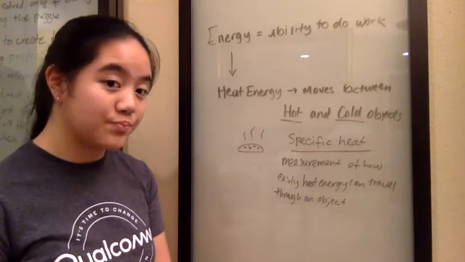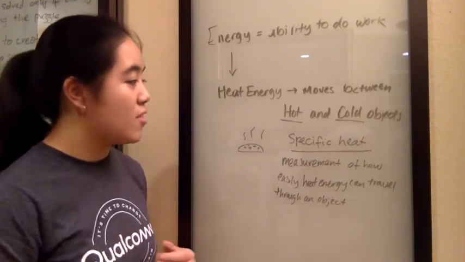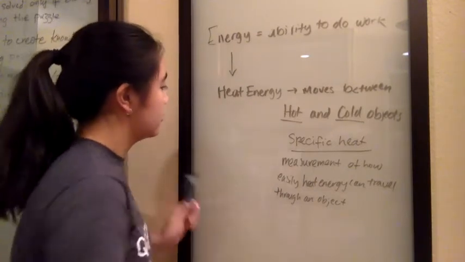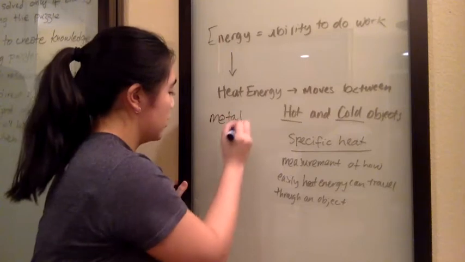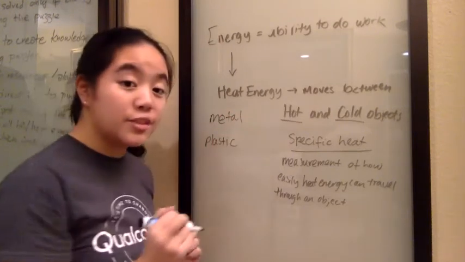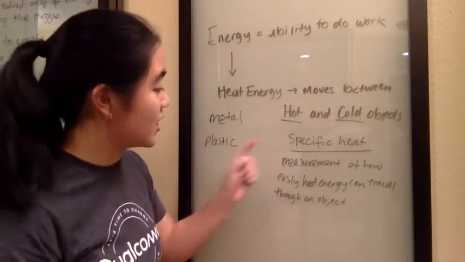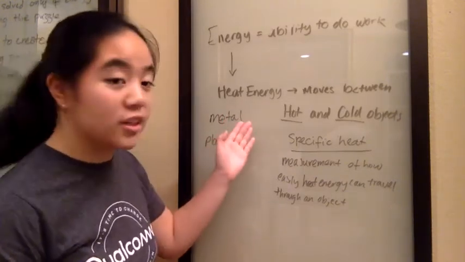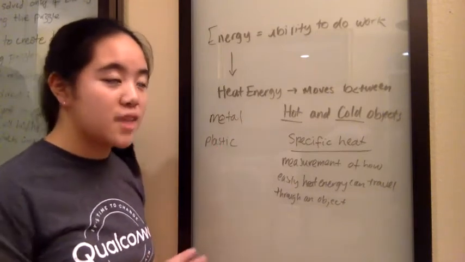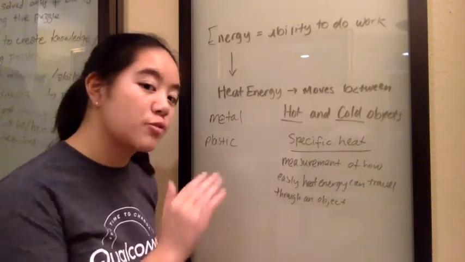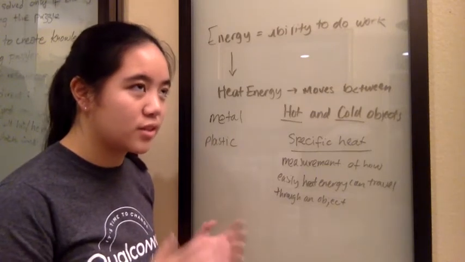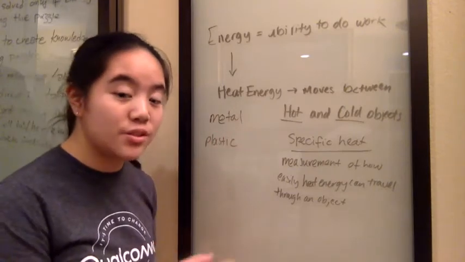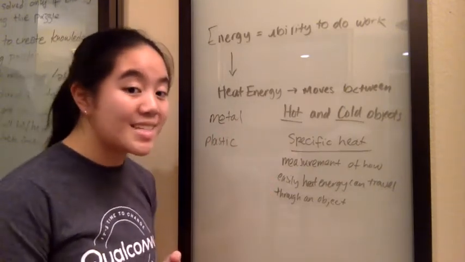in the plastic bowl. So why is that? It's because metal and plastic have different specific heats. So that means these different materials, the metal and the plastic, the different bowls, they can transmit or let heat travel at different abilities. Okay, so metal is able to allow heat to travel more easily than plastic.